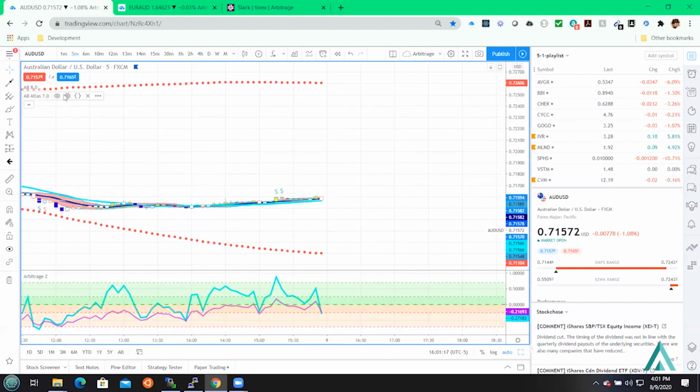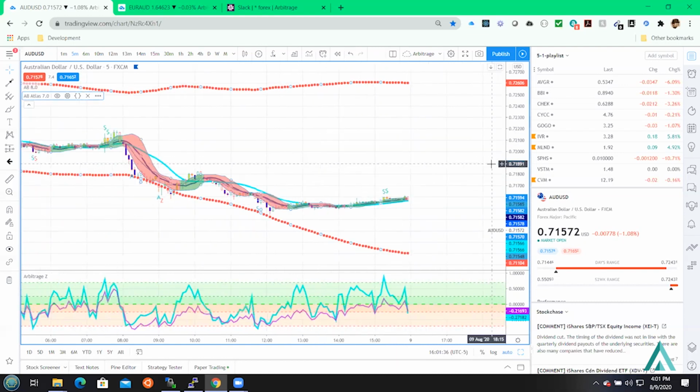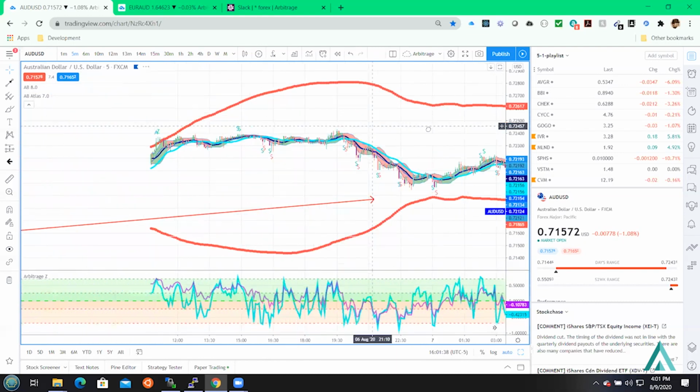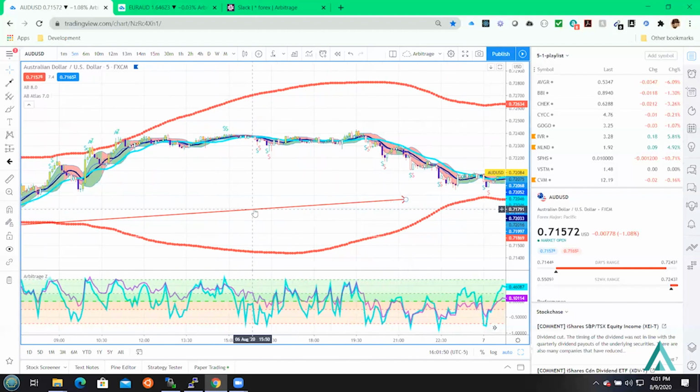So I'm at my 1 minute. I'm set to 5 minutes. My Atlas is set to my 1 minute apocalypse band. I'm set to scalp. And I just have show candles, show range, and show window so I can see my dollar sign. If I'm more concerned about the bigger trend, I can also do a show Z, which should also show me if I actually hit the edge of my range or if I hit where Z has actually gone out of bounds.